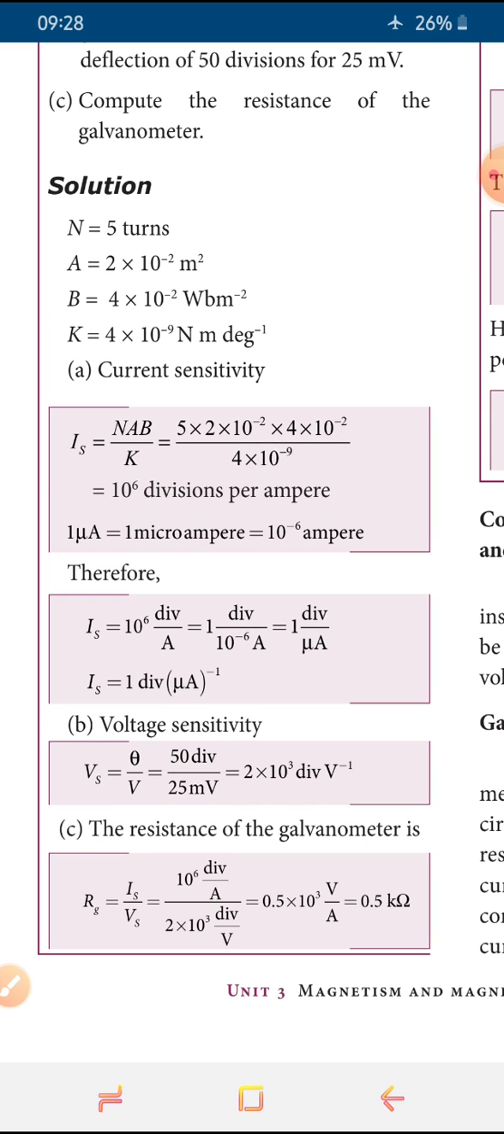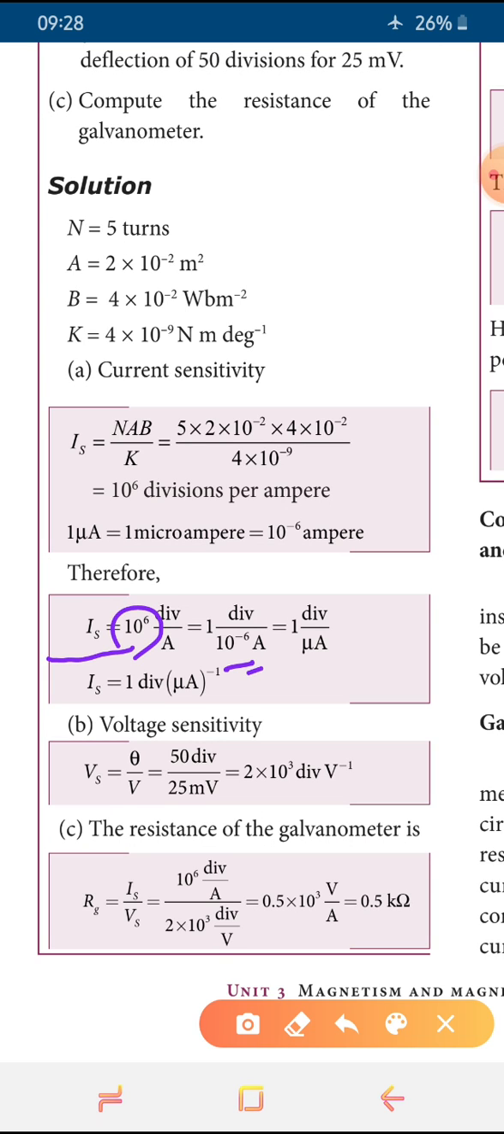And now the question is in micro. Micro, which has the value of 10 power minus 6, is given. We have to say it in micro. So Is equal to 10 power 6 division per ampere, and that 10 power 6 goes down and becomes 10 power minus 6. So 10 power minus 6 ampere is nothing but micro. We have discussed this last year also. So Is we can write as 1 division per microampere.